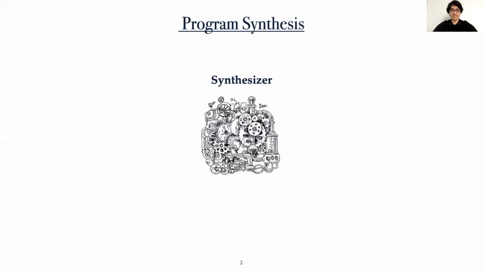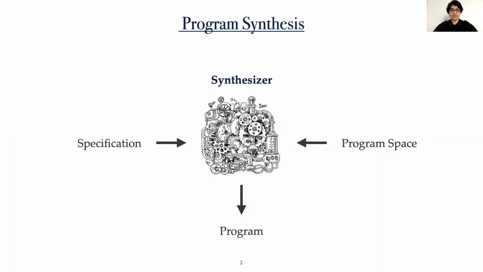The goal of program synthesis is to help users automate low-level programming tasks. The synthesizer takes in a specification from the user that defines the intended behavior, and it also takes as input a program space that constrains the space of possible programs. It then searches for a program that satisfies the specification and returns it to the user.